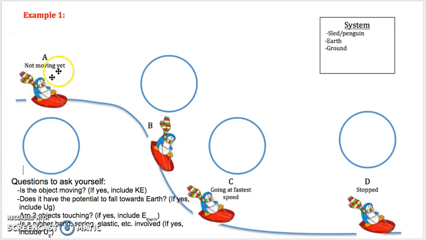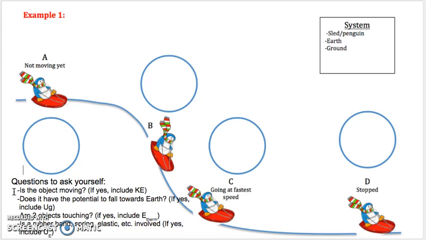So let's look at snapshot A. The penguin's at the top of the hill, and notice that the penguin and sled is not moving yet, so it's at rest on top of the hill. The first question here is, is the object moving? The answer is no, so I know I'm not going to include any kinetic energy in my pie chart.